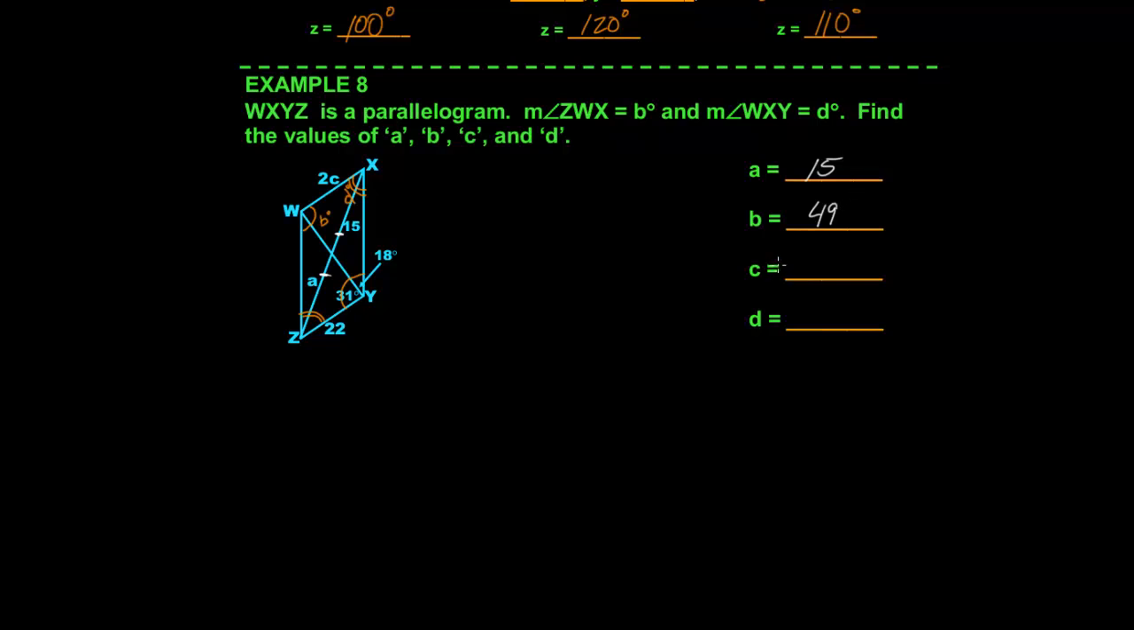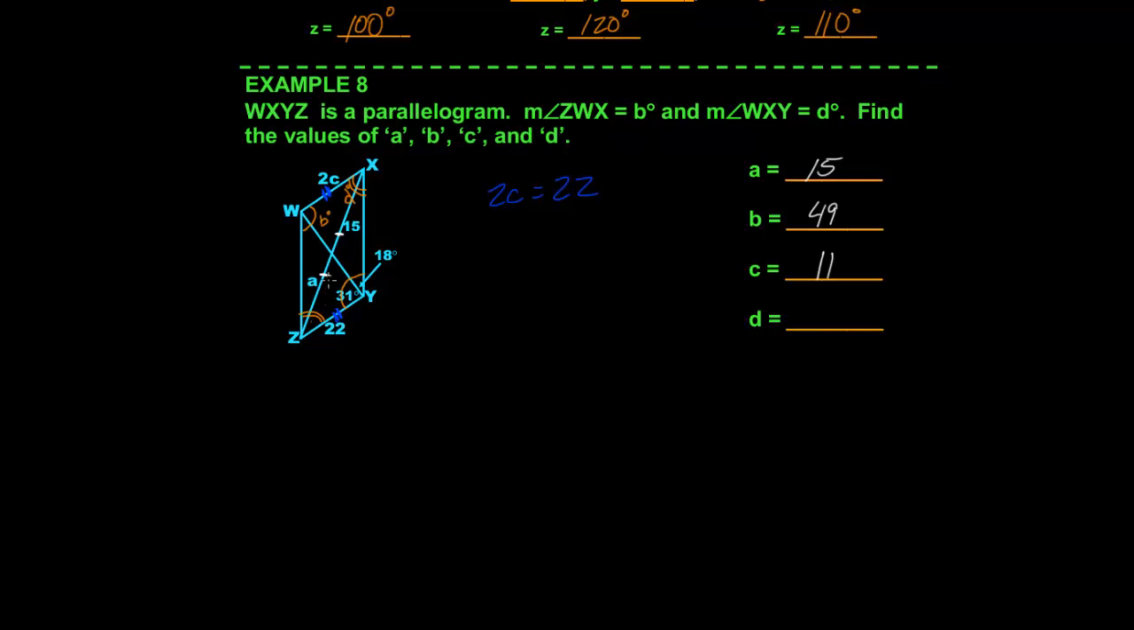Alright, now let's look at C. Let's see what it's asking us for C. We know that from above, this is going to be congruent. Put two lines here since I've already got my 1. That these two will be congruent. So we know that 2c is equal to 22. C in that case equals 11.